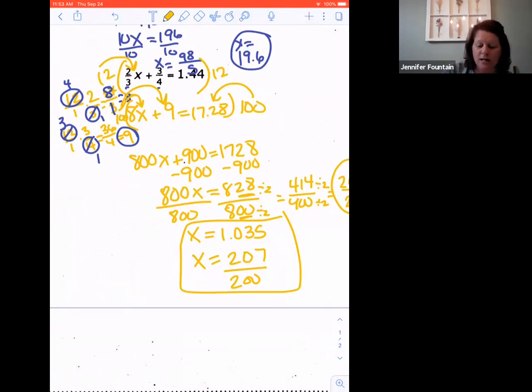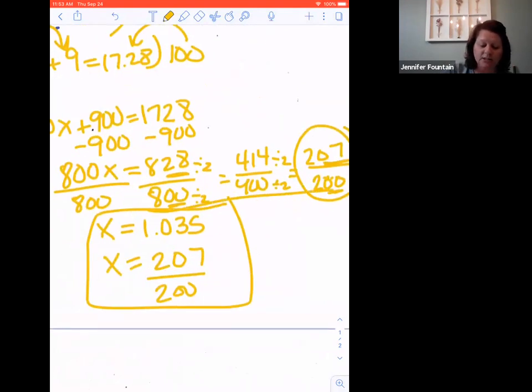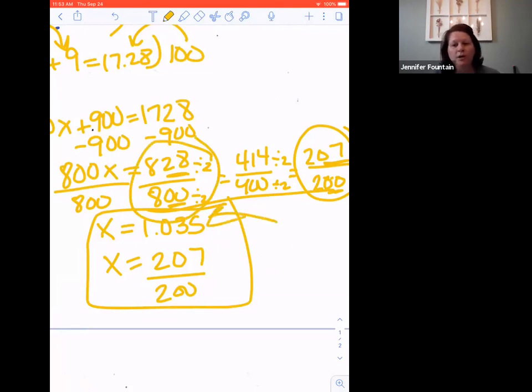Okay? If you're not as comfortable with reducing fractions and you're not sure you would reduce far enough, use your calculator and just divide. Okay? So you could just start right here and divide 828 divided by 800 and get 1.035. Okay? So it's whatever you're most comfortable with. Any questions about the steps? Again, it's something that you're just going to need to think through as you're doing your homework.